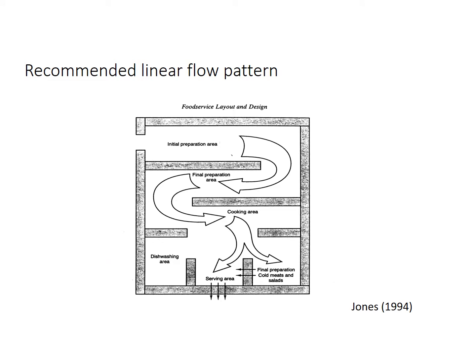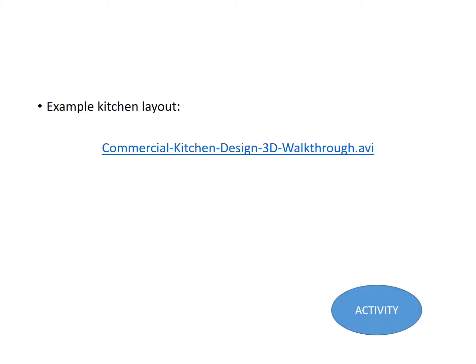So here is a recommended linear flow pattern. At the top you've got the food service layout and design. And you have the initial preparation area, leading to the final preparation area, leading to the cooking area, and on the left you have the dishwashing. You have the servicing area in the middle, and on the right you have the final preparation of cold meats and salads. This is one recommended linear flow pattern by Jones, 1994. This website here will show you an example of a kitchen layout in 3D.